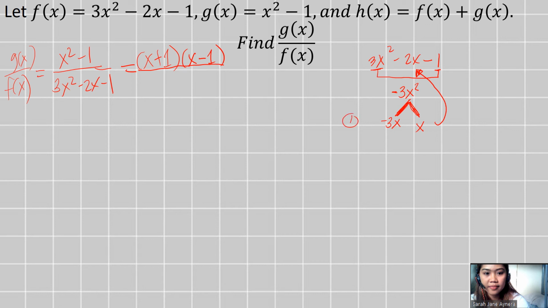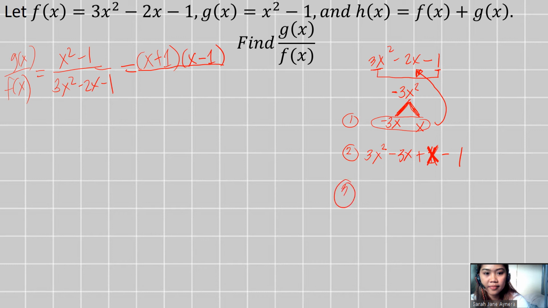So, after that, this is your step 1. Your step 2 is you will replace negative 2x by these two factors. So, we remove negative 2x and replace it with the factors we got, negative 3x and x. So, it becomes 3x squared minus 3x plus x minus 1.